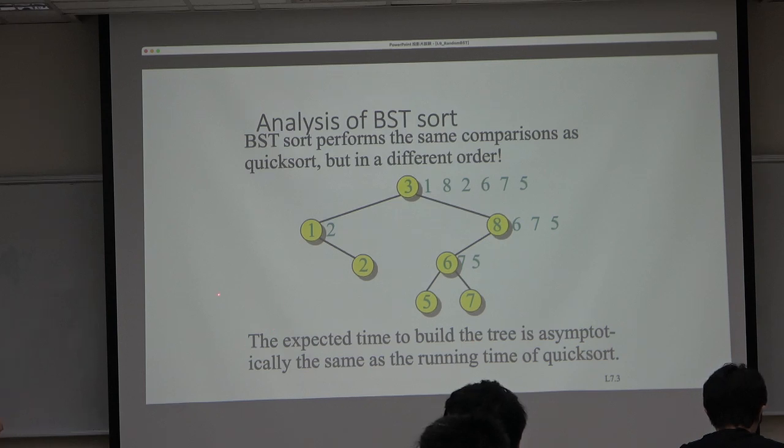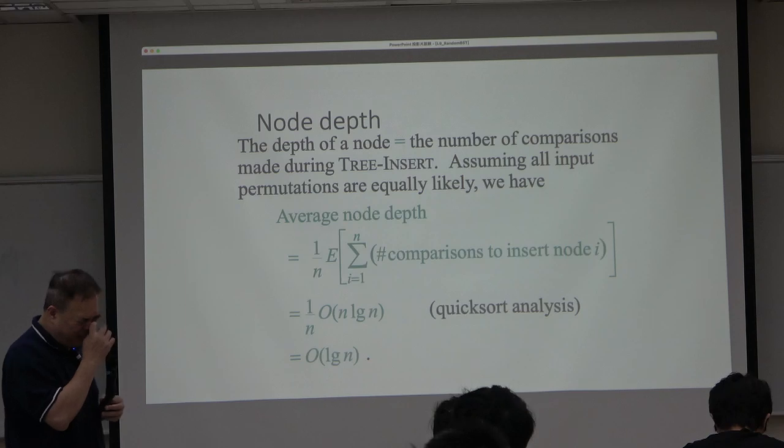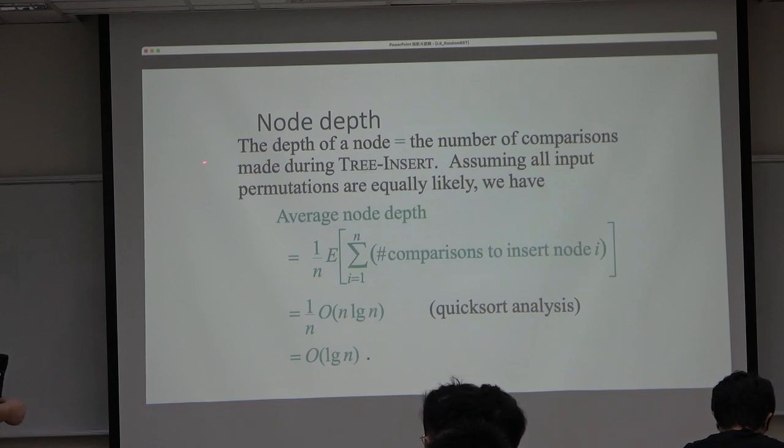所以呢 basically, from this argument, once you understand the essential idea of the similarity between the binary search tree sort and the quicksort, you will understand that the expected time to build a tree must be asymptotically the same as the running time of quicksort, right? 一定一样嘛，对不对？如果不一样，你就有问题了。好，接下来是要讨论一些分析哦，譬如说第一个，the depth of a node，或者 another way to say it is the number of comparisons made during tree insert.